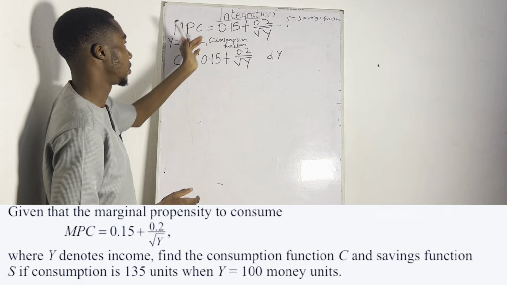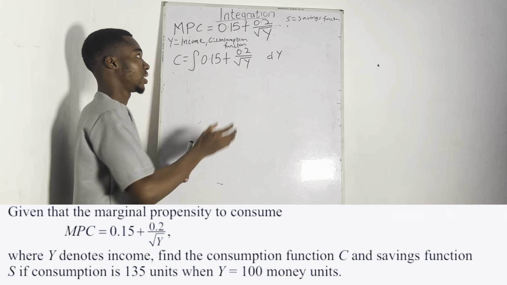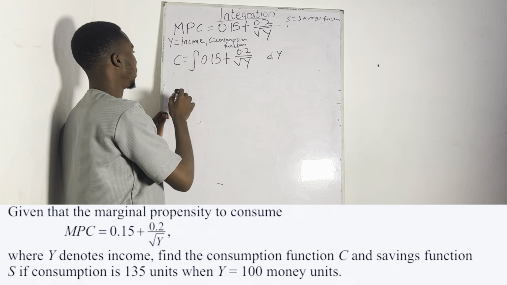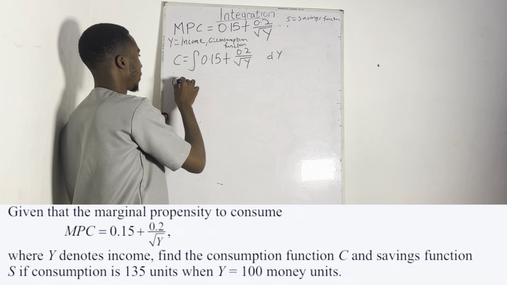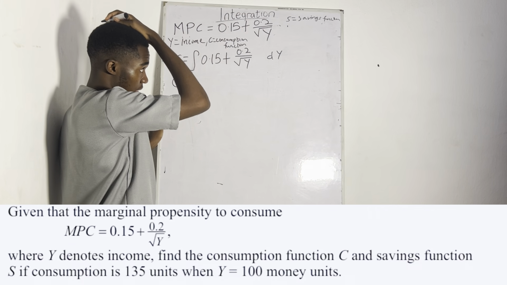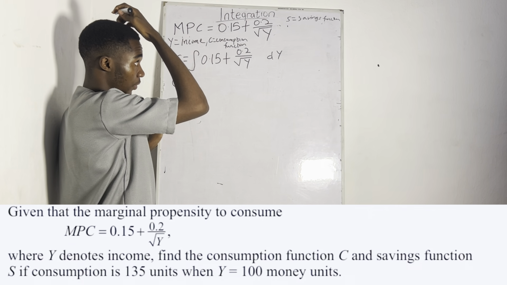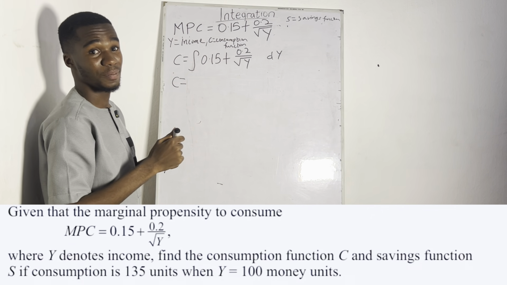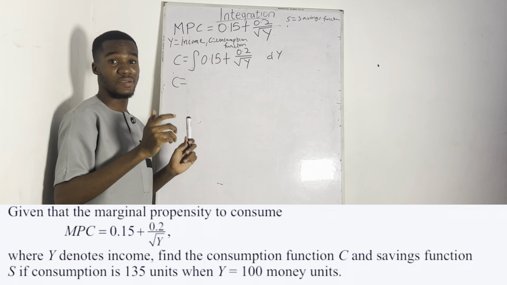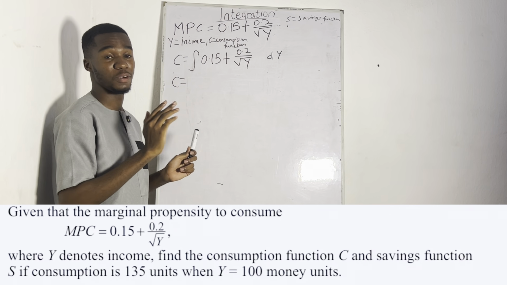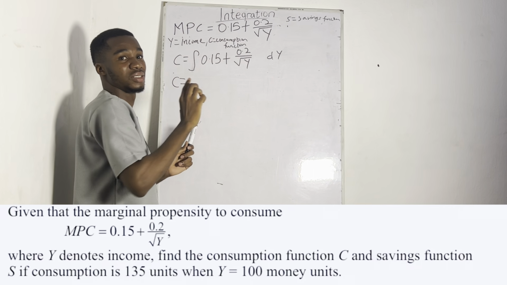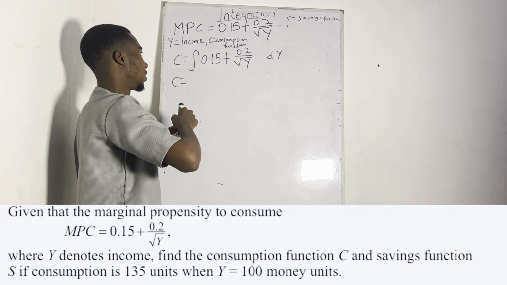So now we are just going to integrate it. All the question is just saying is we should integrate the function they've given to us. Now how do we integrate? So our C is, now let's start with the 0.15. But before we even integrate this, I told you that anytime you see something dividing, you have to simplify that part before you can integrate. So let's simplify this part first.